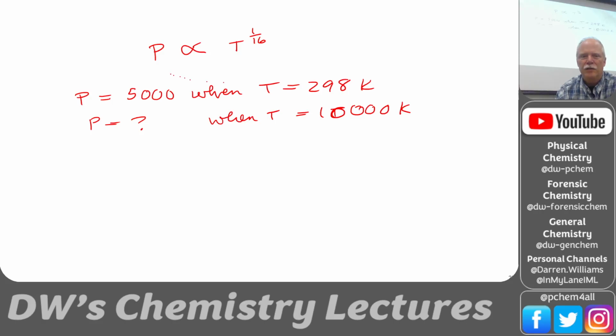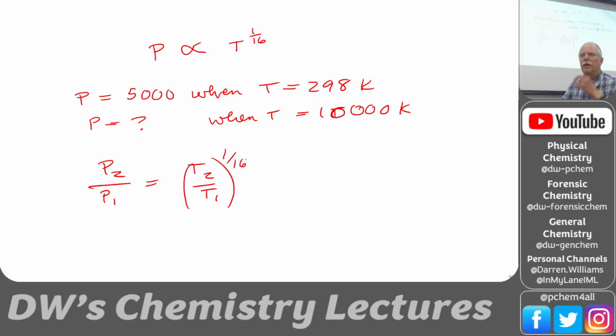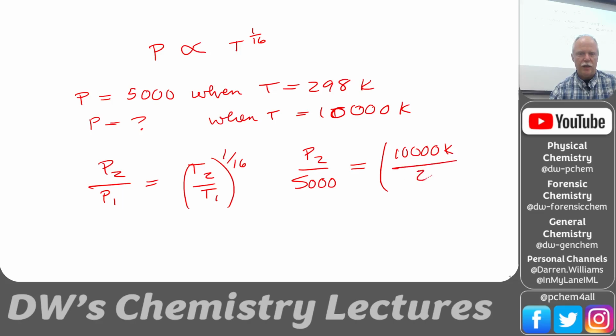Is that cool? You don't even know how you're going to do this. We could have all kinds of other constants in there, but all you really need to know is the temperature dependence, because you can do the ones and twos. You say P2 over P1 is equal to T2 over T1, everything to the 1/16th power. We go from a proportionality to an equation, and you've got one equation, one unknown: P2 over 5,000. We don't even know what the units are, but it doesn't matter. T2 is 10,000 and T1 is 298, to the 1/16th power.